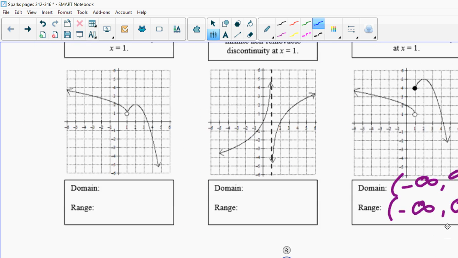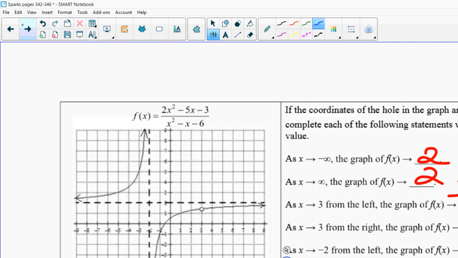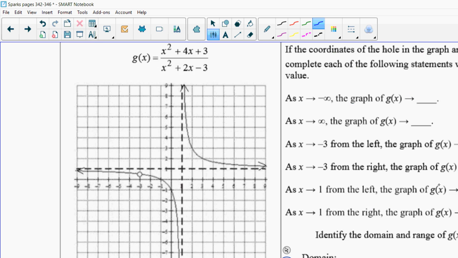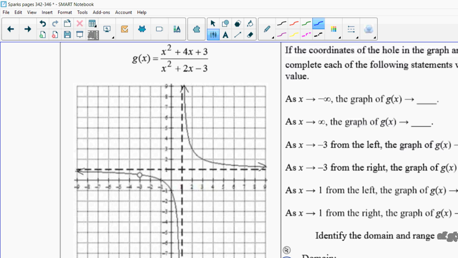You betcha. Would the y value of the hole have gotten left out of the range there? Nope. All right, let's try this one. We're not going to factor and see where everything came from. Let's just go. This tells you what the coordinates of the hole are.